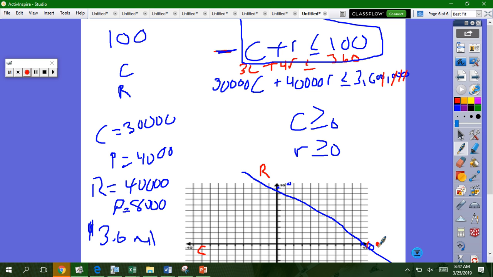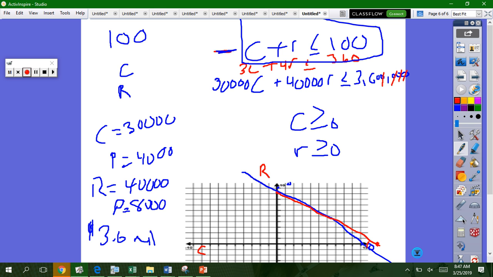Anybody have a question there? Yes, no, maybe so? We feel good? Okay. If I plug 0 in for C, I have 4R is less than 360, so R would be 90. So I go ahead and find that right here. Go ahead and graph it.